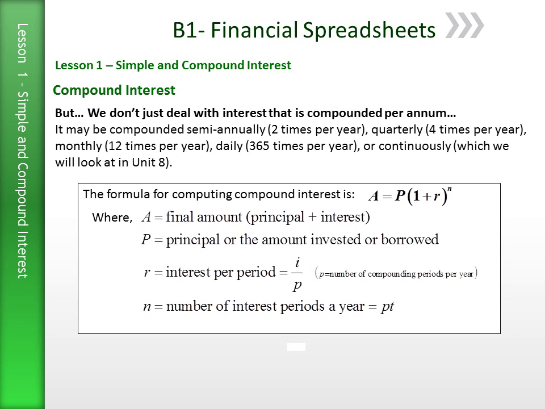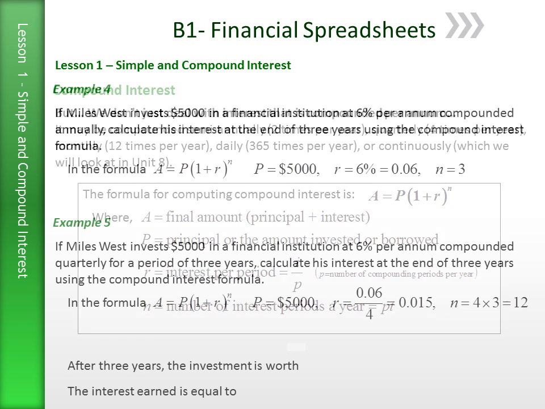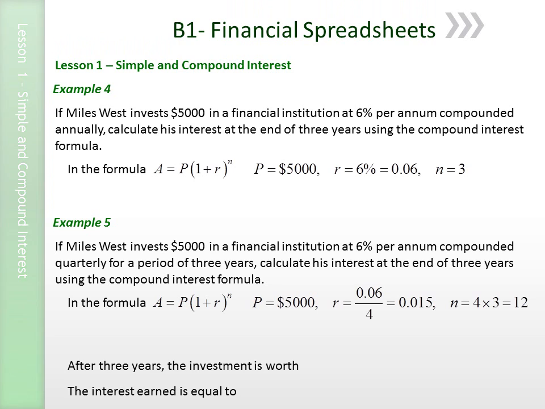n is going to be the number of interest periods per year. So if we were collecting it twice a year for 5 years, we would go 2 times 5 to get 10. So we'd be collecting interest 10 times. I know this can be a little bit confusing when we're dealing with multiple periods, so let's take a look at a couple examples.